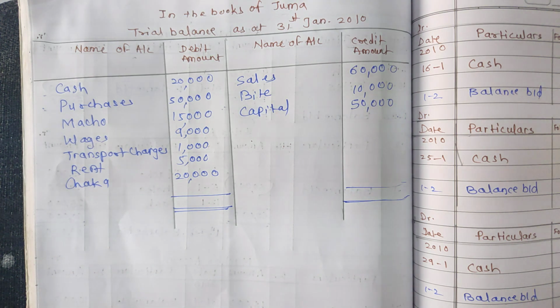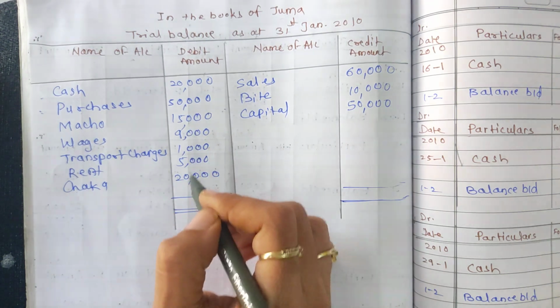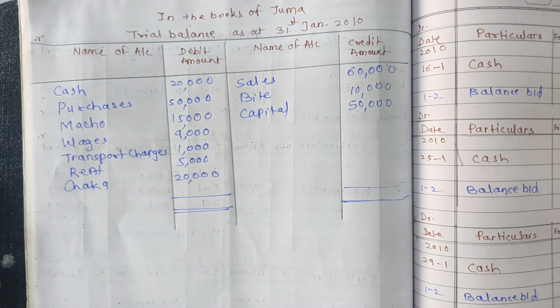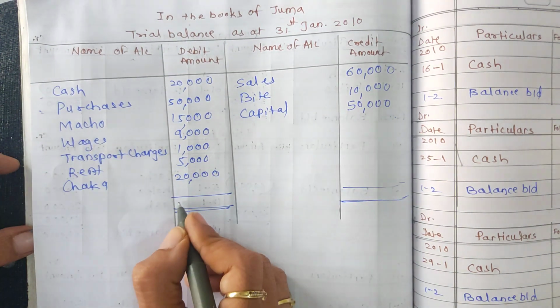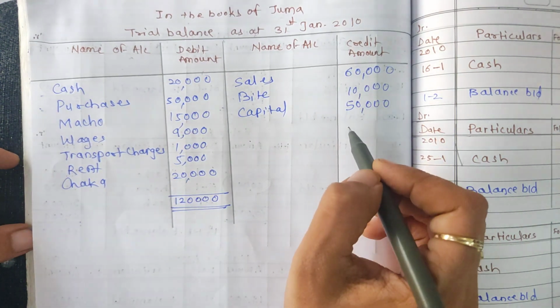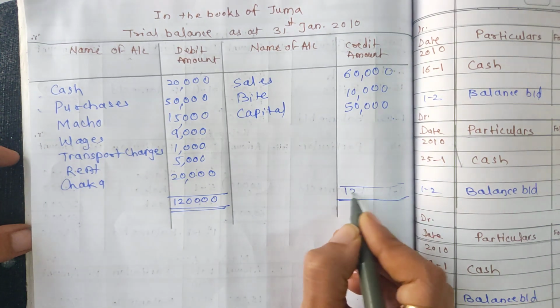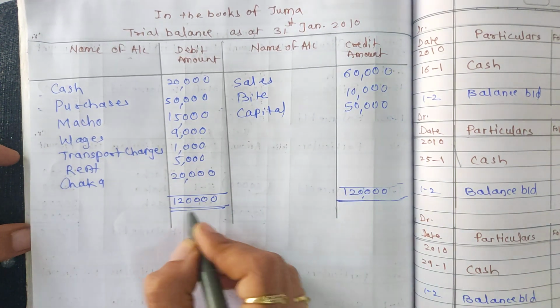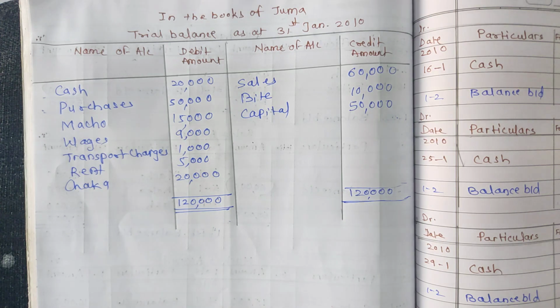So if you can see here, 20, 50, 15, 9, 1, 5 and 20. When we make the total of this, the total is 120,000. Same here, 60, 10 and 50. So it is 120,000. So in this way, the trial balance total is the same.